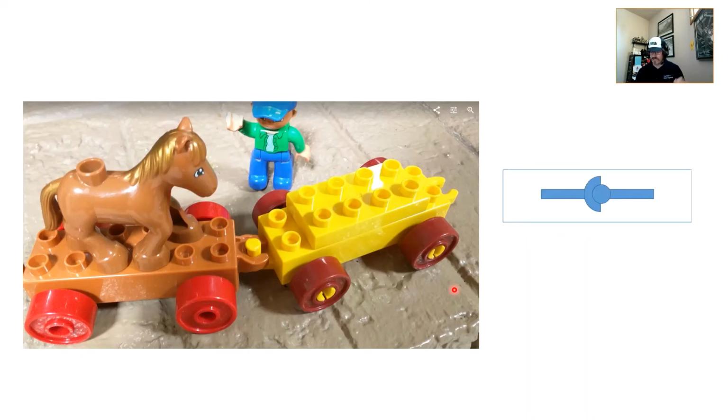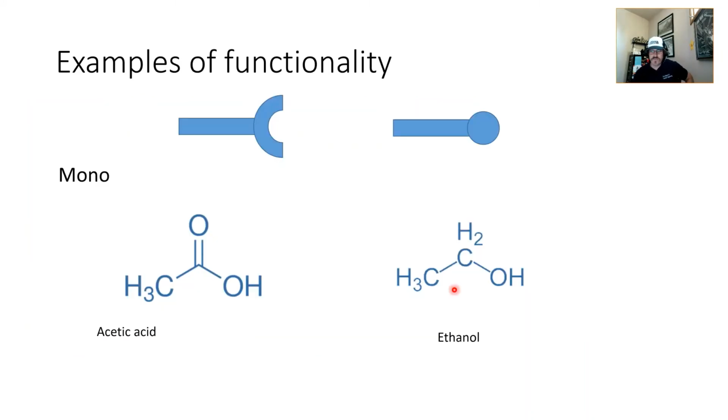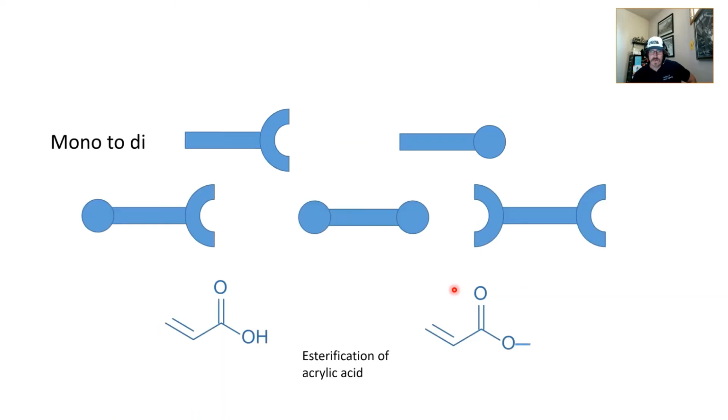So these polymer chains coming together, functionality. There are different types of functionality. You have monofunctionality, where you have acetic acid and ethanol. And these can bond with a polyolefin to make PVA, basically. So acetic acid and polyethanol, that's monofunctionality. Difunctionality would be the esterification of acrylic acid.